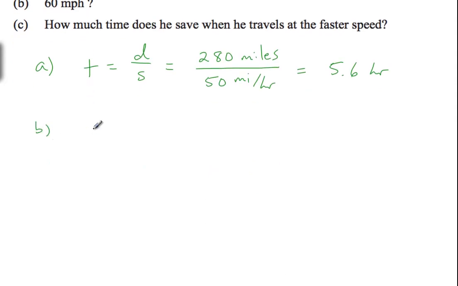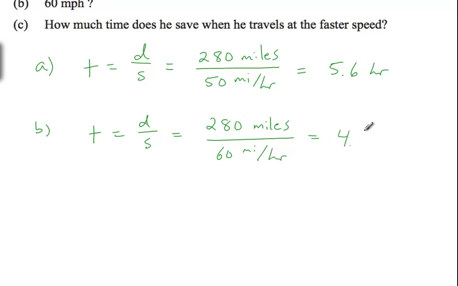Now B. What if we travel a little bit faster? Okay, we're going 60 miles an hour here, so we're probably in a car. That's about 100 kilometers per hour. And 280 divided by 60, if we plug that into our calculator, we get 4.66 hours. So we're going faster. We should expect that the amount of time for the same journey will be a lower amount.